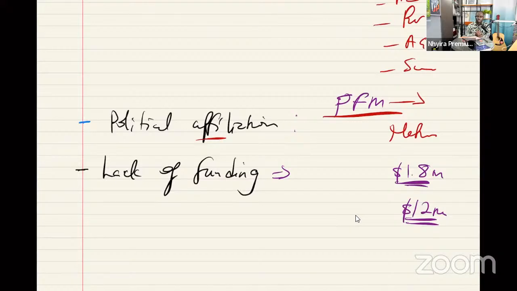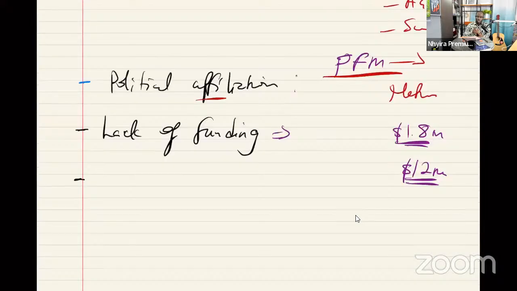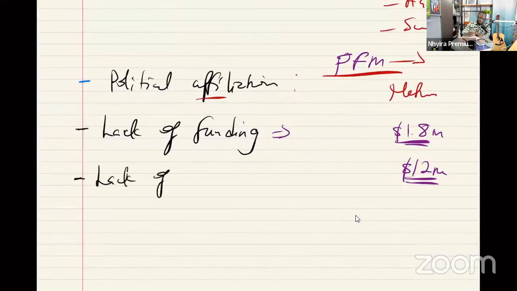Number three will be the issue relating to lack of expertise in various institutions.